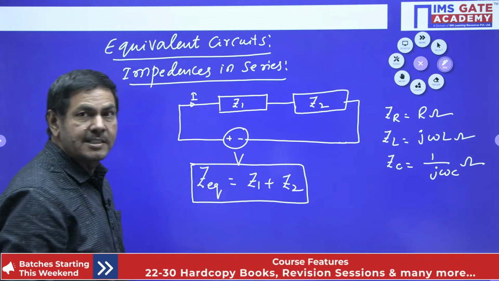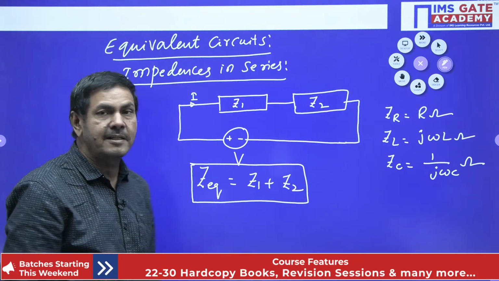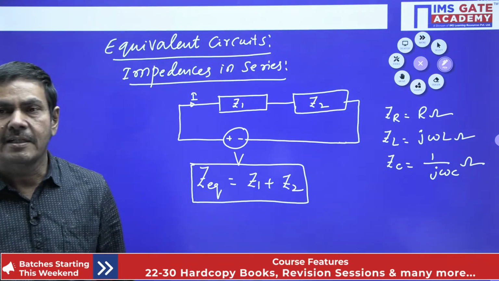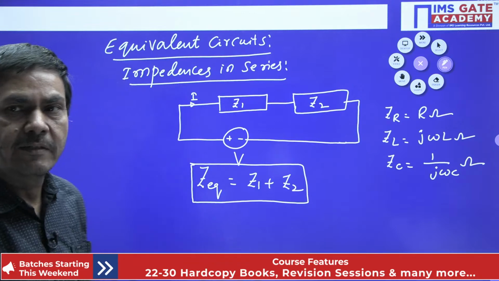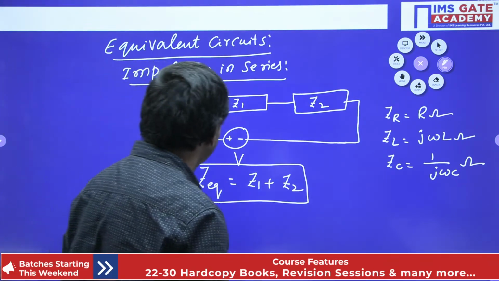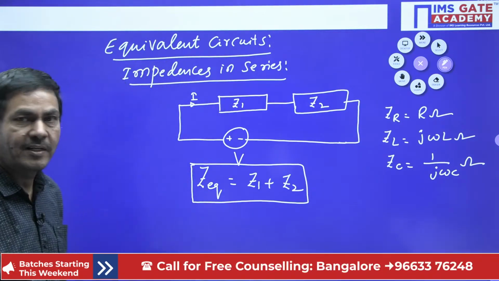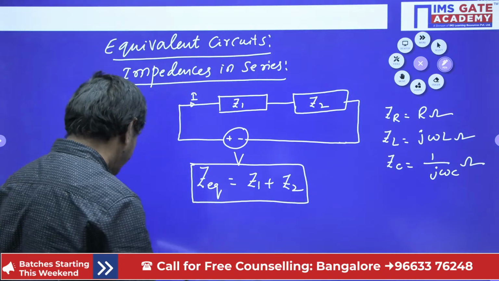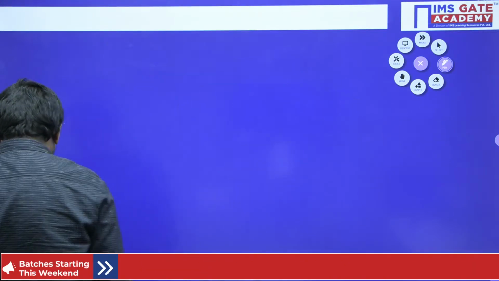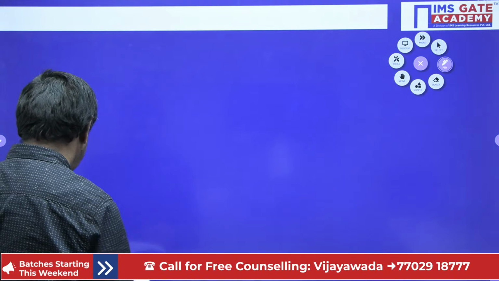But I will give the resistor network, if it is given, how to find the Z equivalent. If you are given inductors, Z1 and Z2 with inductors, how to take the Z equivalent. If capacitors are given, how to find the Z equivalent, we can see only now.